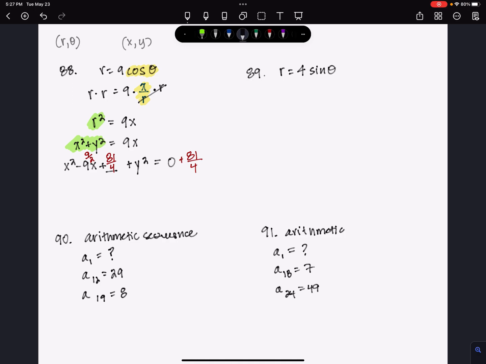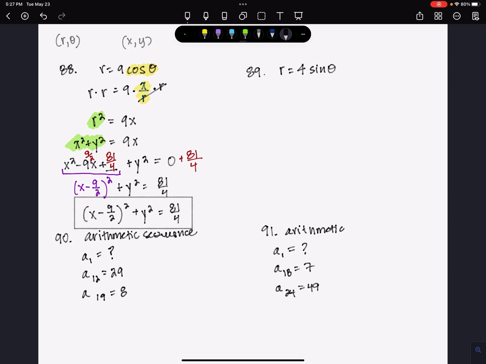Now I'm going to take this portion, and I'm going to write it as the perfect square that it is, x minus 9 halves quantity squared. And then I have plus y squared equals 81 over 4. And that's our answer. X minus 9 over 2 quantity squared plus y squared equals 81 over 4.